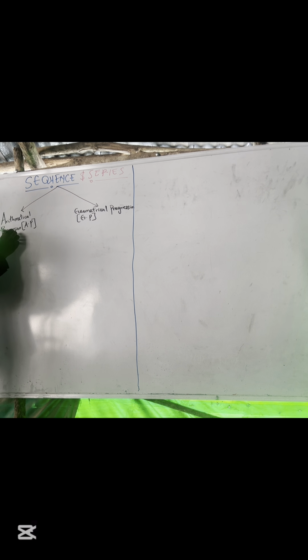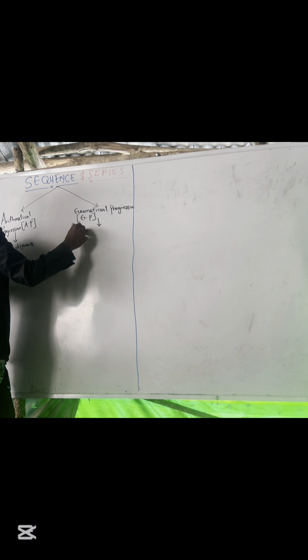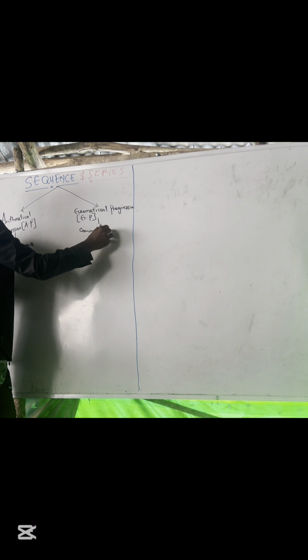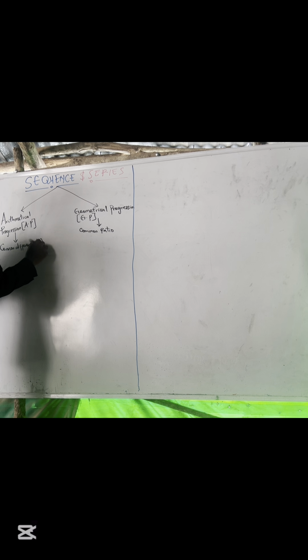Then let's talk, guys. What is the rule for AP? The rule for AP is actually common difference. The rule for GP is actually common ratio. So guys, do not forget the sign for common difference is D, common ratio is R.